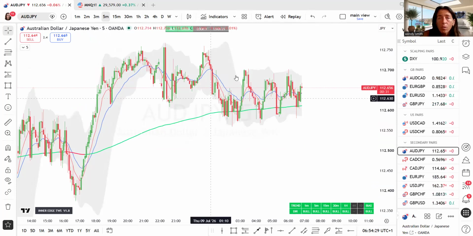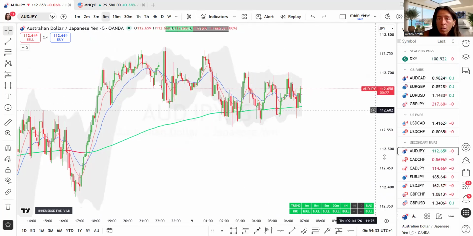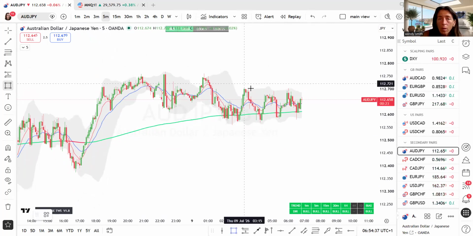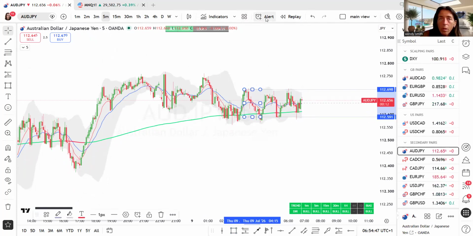Again, lovely examples of consolidation. Look, this is slightly wider consolidation. So same sort of thing. We're just going to go for, yeah, let's go for that one. And then let's go for these candle bodies. And you'd set an alert for price action. Same thing.